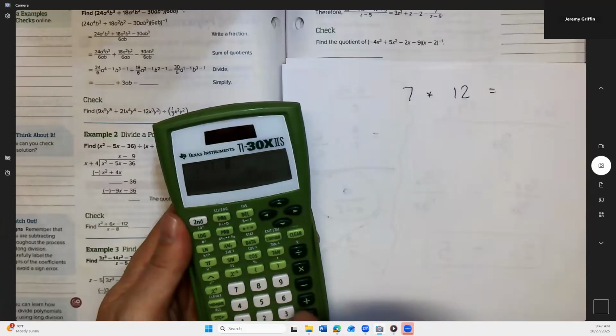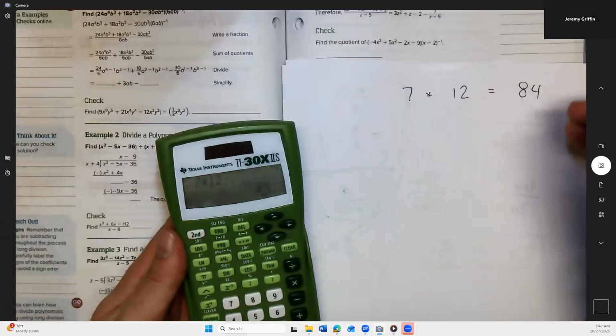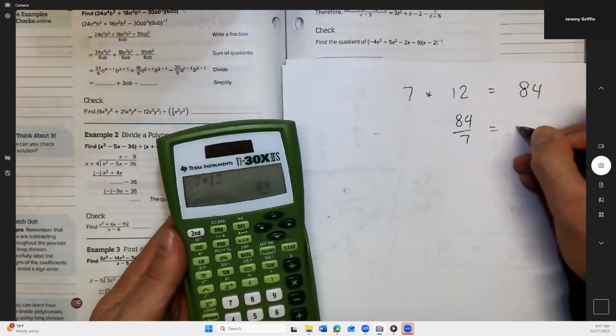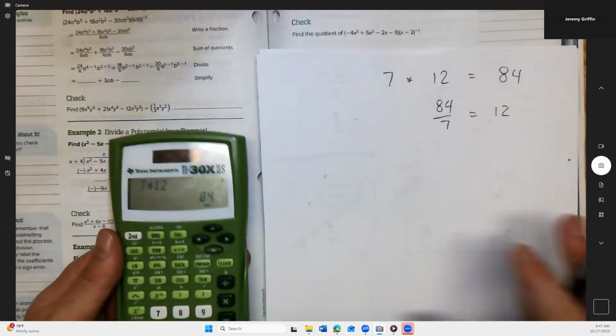84. Yeah, 7 times 12 is 84. Right. Therefore, guys, what is 84 divided by 7? It would have to be 12, right? Okay. Now, how can you show that with long division?